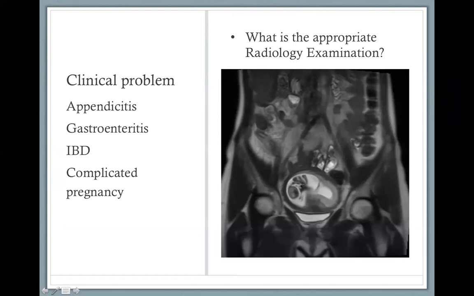So I'm not sure if this answered the question. When do we use MRI in pregnant women? Well, acute appendicitis is a good example. And as I said, usually after trying with ultrasound and seeing if it helps.